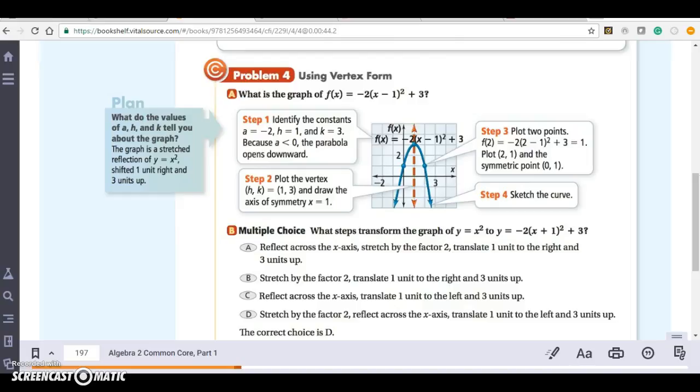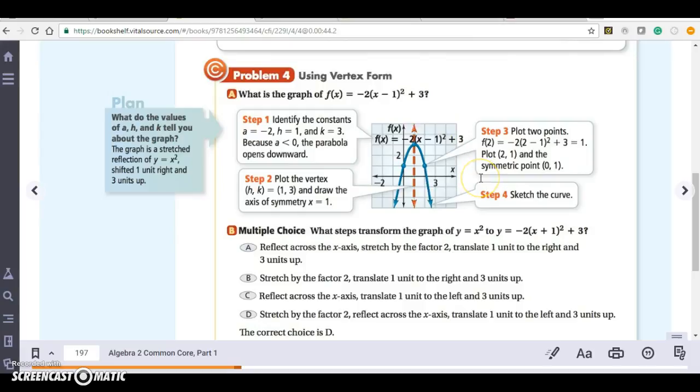Okay, let's finish up with problem 4 using vertex form. It says, what is the graph of f of x equals negative 2 times x minus 1 squared plus 3? Well, first of all, we know, again, our vertex is going to be at 1, 3. So here's our vertex at 1, 3. We know that it's upside down, so this is a maximum value. We know our axis of symmetry is at 1.